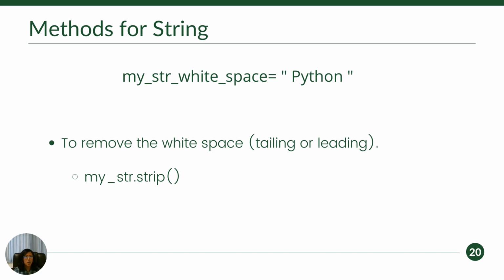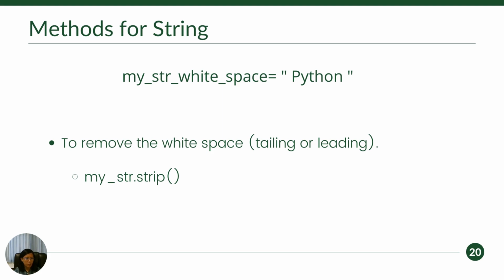The next method is very useful for data analytics as well. In either Excel or a document, when you type the name, sometimes we accidentally put in a white space. Here you can see the Python. At first glance, you think it's just Python, but if you look carefully, there's a white space in front of the P as well as behind it.